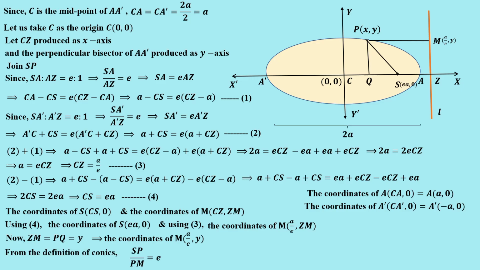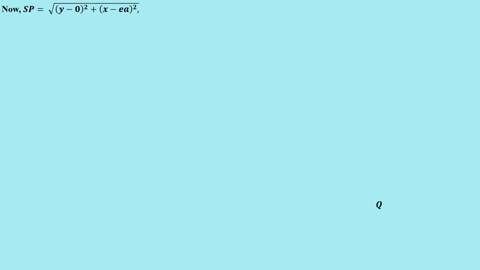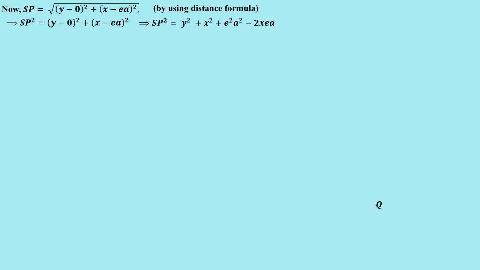From the definition of conics, SP by PM is equal to e, so SP is equal to e PM, and SP square is equal to e square PM square. That is equation number 5. Now SP, using the distance formula, is the root of y minus 0 the whole square plus x minus ea the whole square. So SP square is equal to y square plus x square plus e square a square minus 2eax. That is equation number 6. So PM is equal to, by the distance formula, y minus y the whole square plus x minus a by e the whole square.